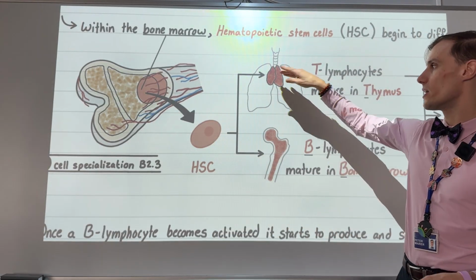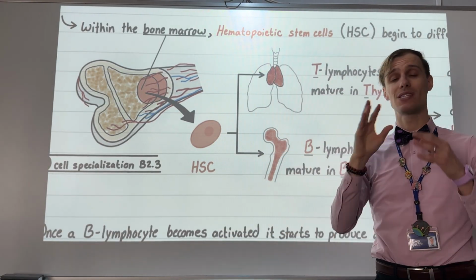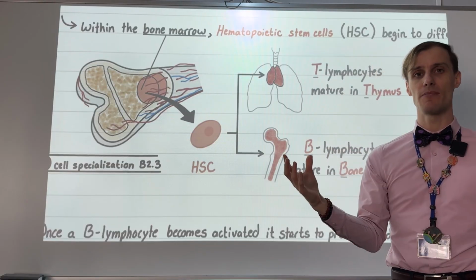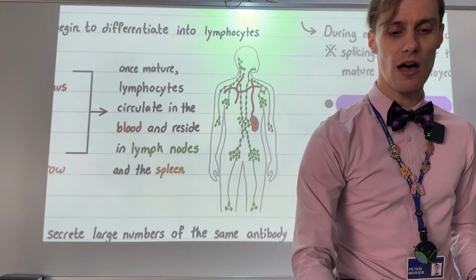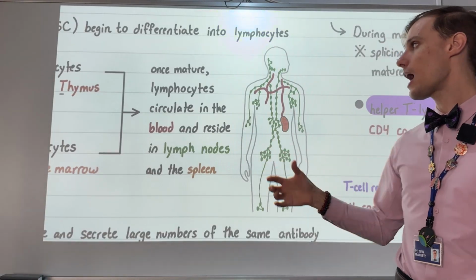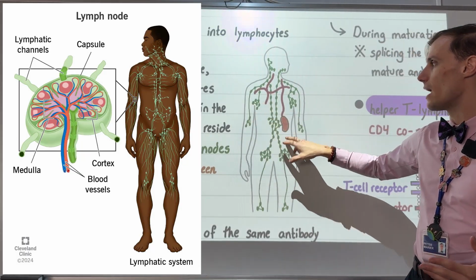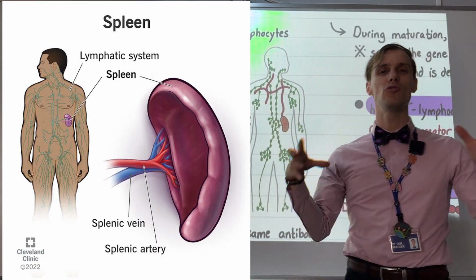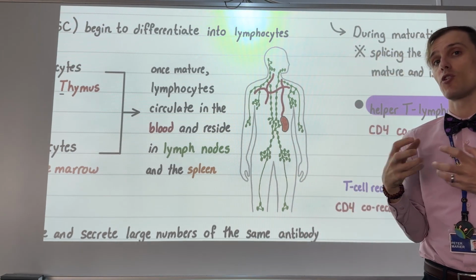Once they've matured in the thymus and the bone marrow, they don't stay there. Basically, once they've matured there, they're going to head off into the lymphatic system. And where they're mainly going to reside are in these lymph nodes and in the spleen. These are the two major reservoirs of your white blood cells.